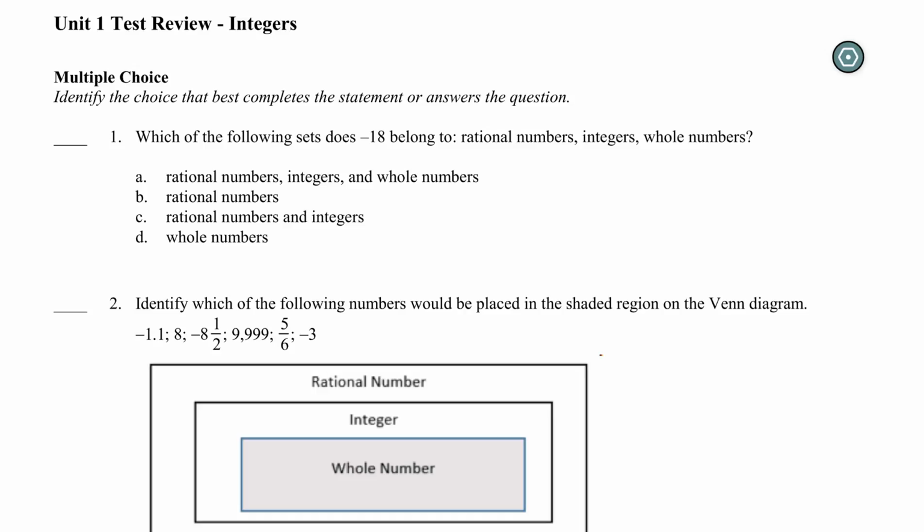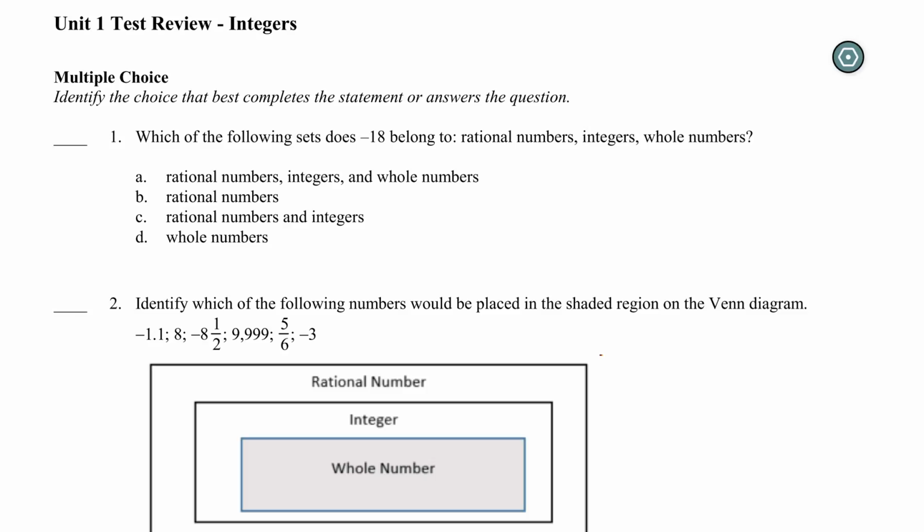All right, so we're going to go over the first part of the Unit 1 test review. And so looking at number 1, it says, which of the following sets does negative 18 belong to? Rational numbers, integers, or whole numbers? And so we're going to need to know the definition of those terms.